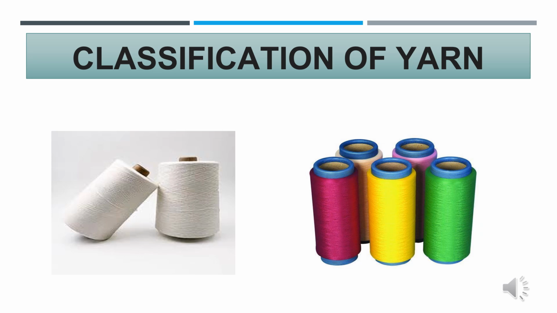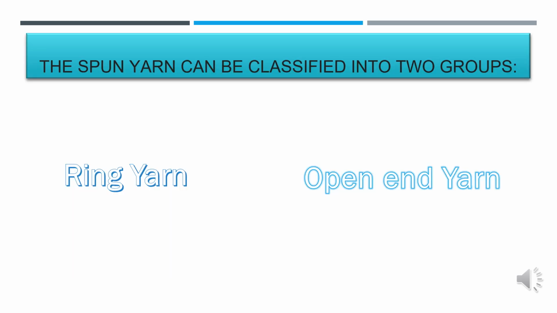Classification of yarn. The yarn can be classified into two main categories. 1. Spun or staple yarn. 2. Filament yarn. According to the spinning technology used, the spun yarn can be classified into two groups. 1. Ring frame yarn. 2. Open-end yarn.